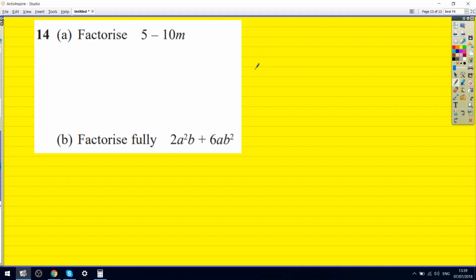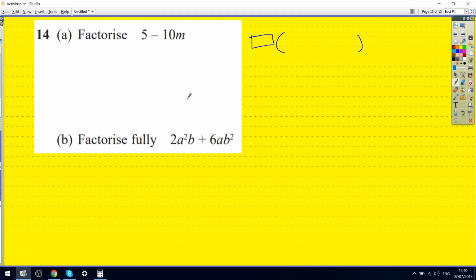5 minus 10m minus 5m. So you're thinking of simplifying. Factorize is when you put it into a bracket. So you say what times what gives you 5 minus 10 now. 2.5. You can only use a whole number. I'm not too sure. So what number could both of these have been multiplied by to give you 5 and 10?